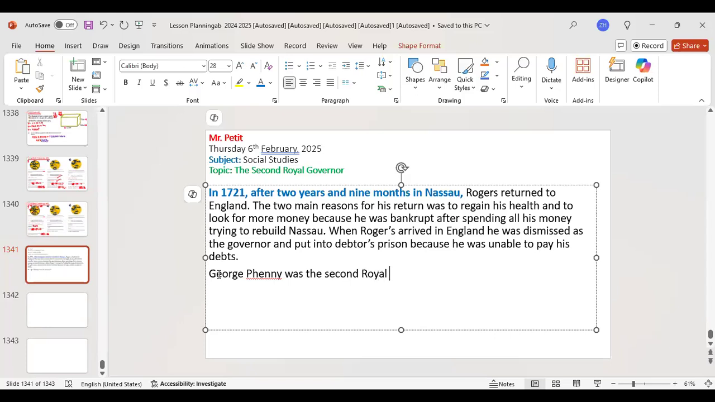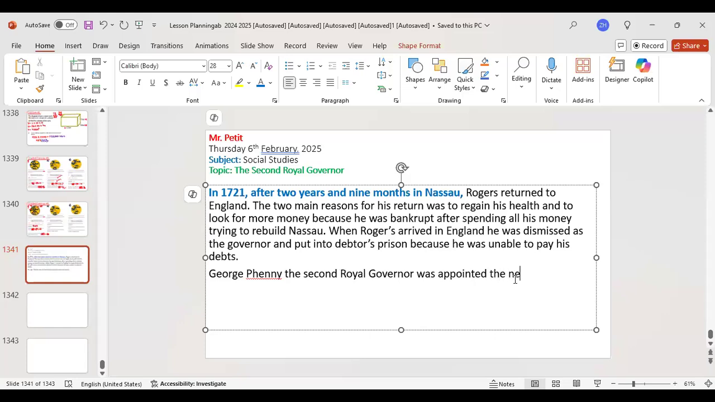Now, who was the second royal governor that was appointed? What's his name? George Finney. George Finney, very good. The second royal governor was George Finney, right? All right, so George Finney was the second royal governor, appointed.